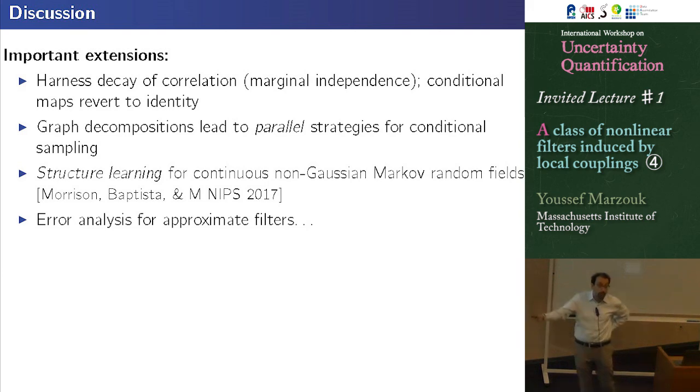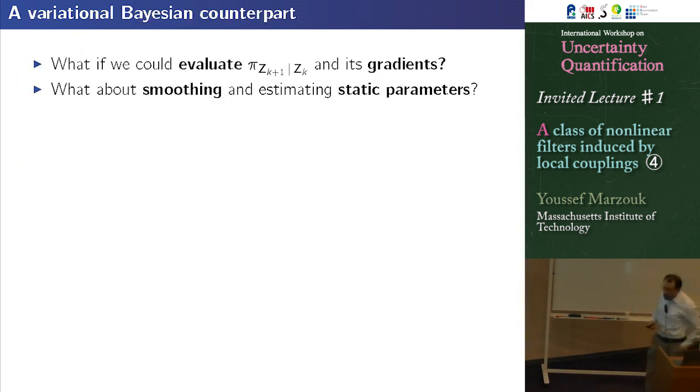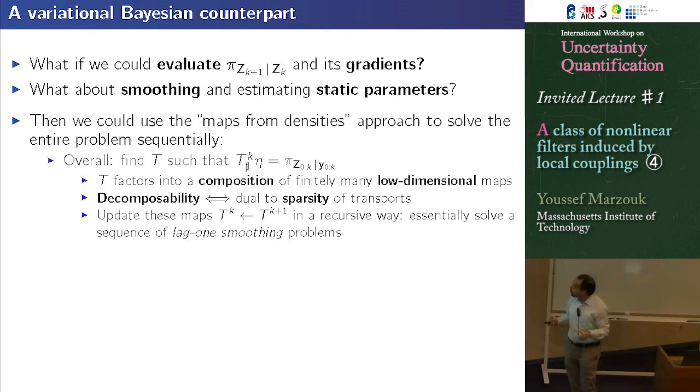I just want to spend maybe my last 2 minutes mentioning something we can discuss in the discussion. I've stopped talking about the smoothing problem and the parameter estimation problem. I want to come back to them very briefly. These are harder problems. I just want to mention some parallel work where, in principle, if you had access to this transition density, if you could evaluate this and its gradients, then you can do something else that will give you smoothing and parameter estimation in a nice way.